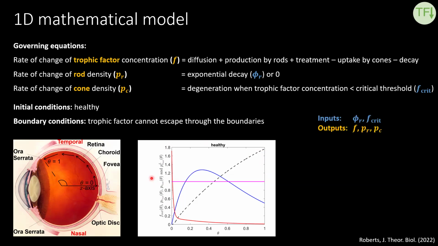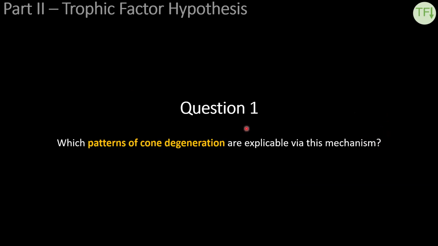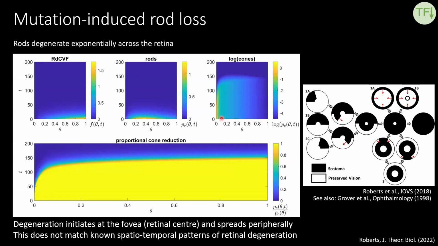And so now the inputs, the rate of mutation-induced rod loss and this trophic factor threshold, and the outputs, the evolving concentration of F and densities of rods and cones through space and over time. So the only question I'm going to look at here is just which patterns of cone degeneration are explicable via this mechanism. And the answer is given in this panel down at the bottom left.